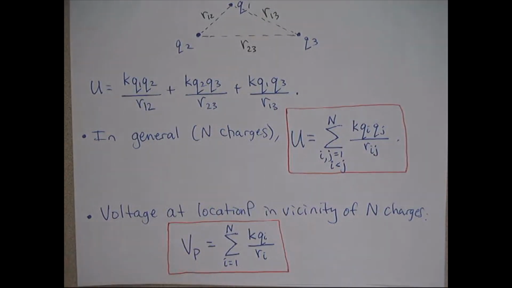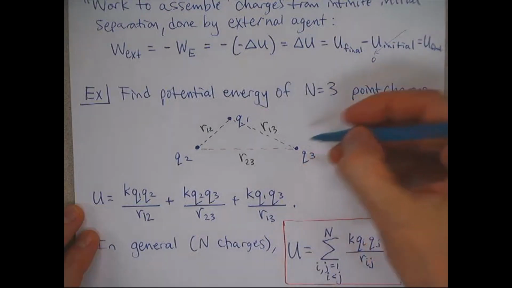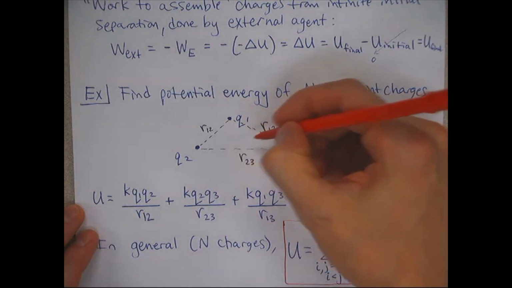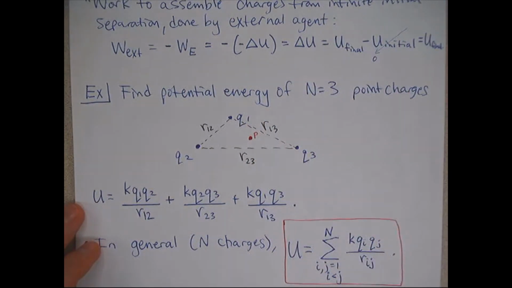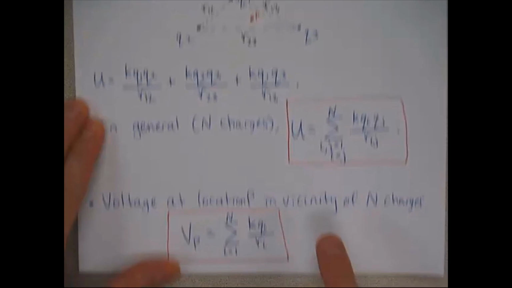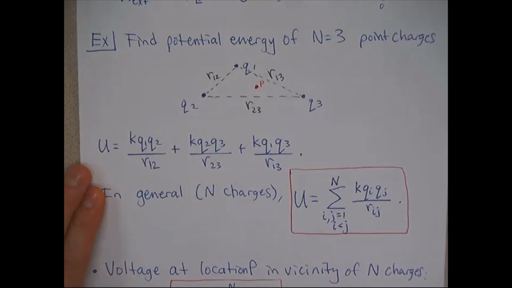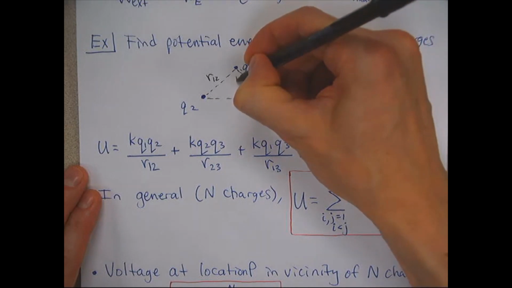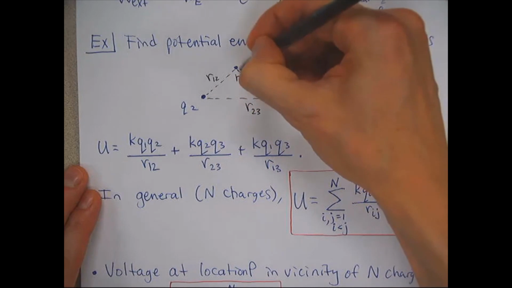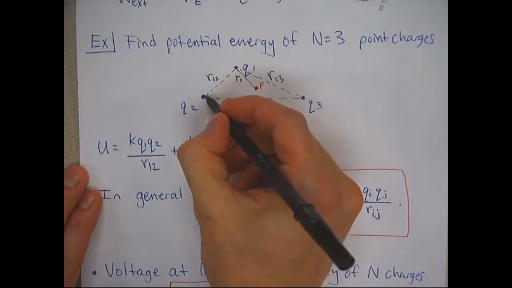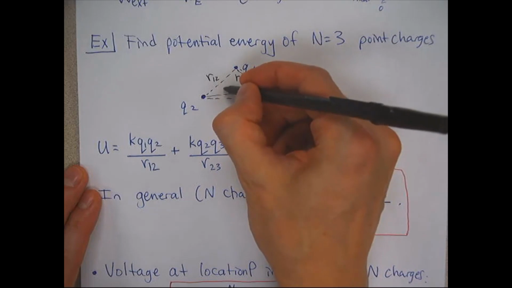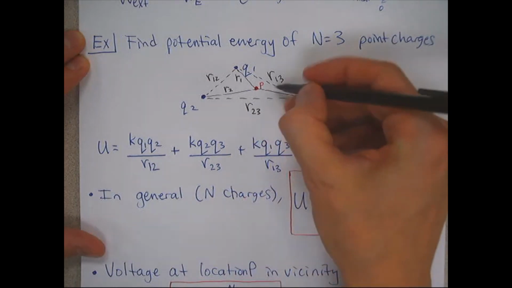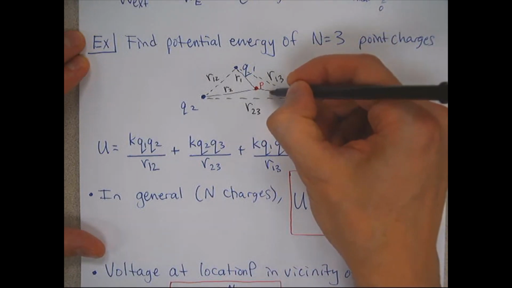In the example up here, we could ask at, say, location P is here. Then the voltage at that location with respect to 0 at infinity would be kQ1 over distance r1. That's this distance from P to the charge Q1, plus kQ2 over r2, that would be that distance, plus kQ3 over r3.